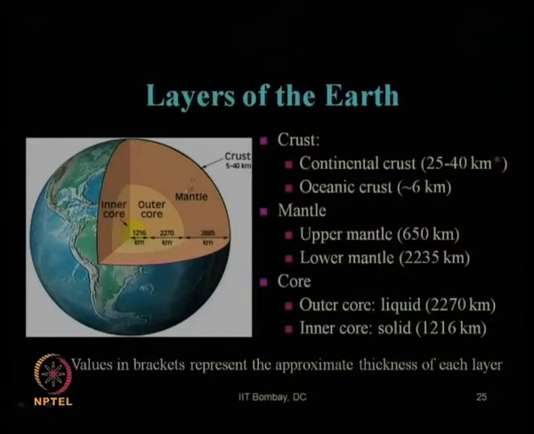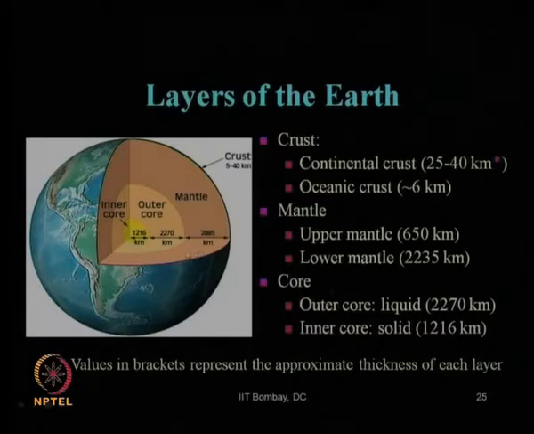The next part of earth's interior is called the mantle, and the mantle can also be subdivided into two parts. One is called the upper mantle, which has a thickness of about 650 kilometers, and the next part is called the lower mantle, which has a thickness of about 2235 kilometers. So, altogether the thickness of the mantle is approximately 2885 kilometers or so. The upper mantle is the portion close to the crust, and the lower mantle is the portion close to the next layer, which is called the core of the earth. So, the next part of earth's interior is the core.